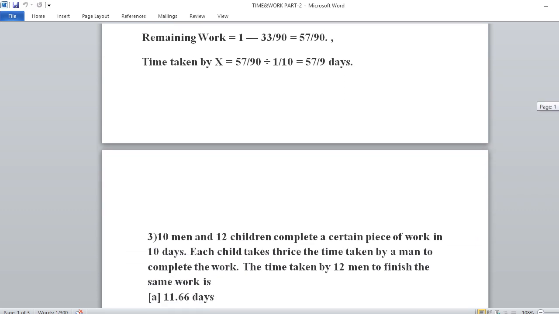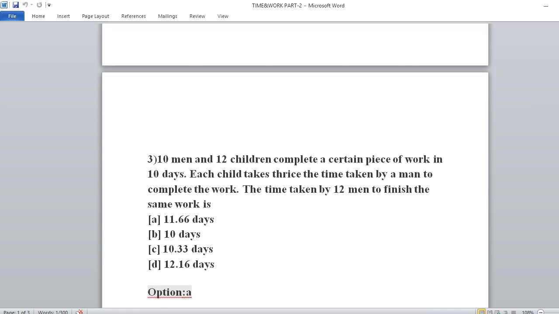Next, question number 3. 10 men and 12 children complete a certain piece of work in 10 days. Each child takes thrice the time taken by a man to complete the work. The time taken by 12 men to finish the same work is? This is somewhat difficult. Just observe the logic. The important clue is each child takes thrice the time taken by a man to complete the work. That means 3 children equal to 1 man.